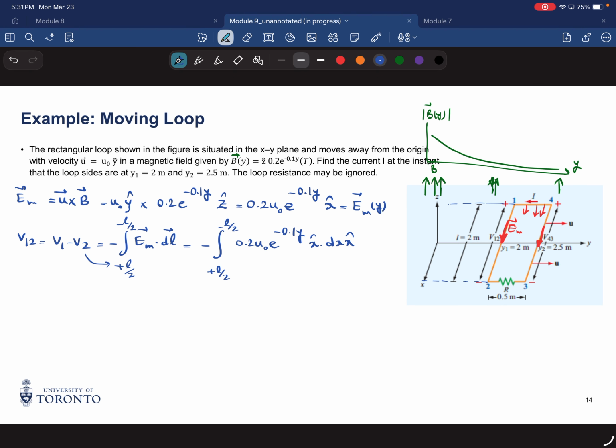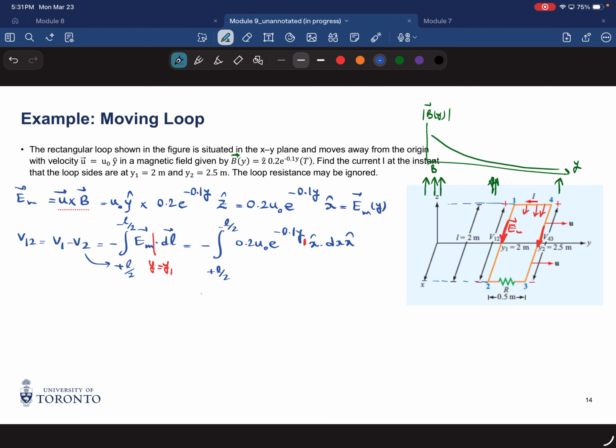That is what matters. So V12, both of them are at the y1 location, right? Both point 1 and point 2 have a constant y, which is the y1 location. So I'm going to put this as EM at y equal to y1, because V12 is basically the rod at the y1 location. So I'll make this one y1 as well.